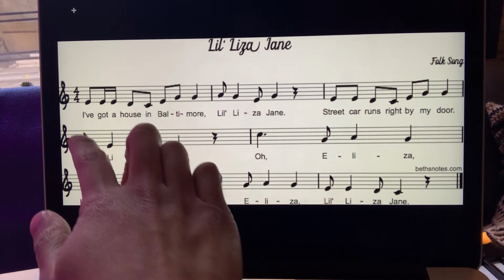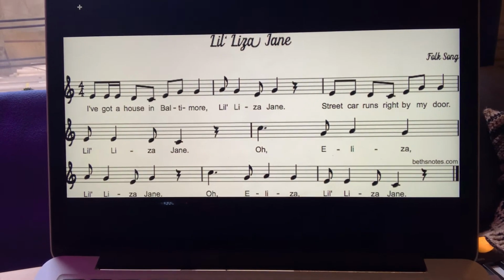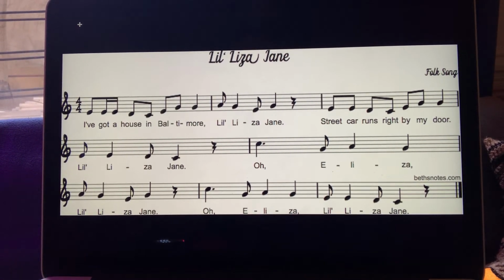I'm going to give you your first note. I've got a house in, that's your first note. Let's just sing it once together. One and two and a ready and go.